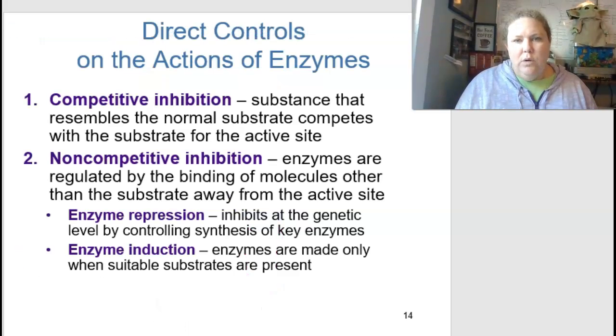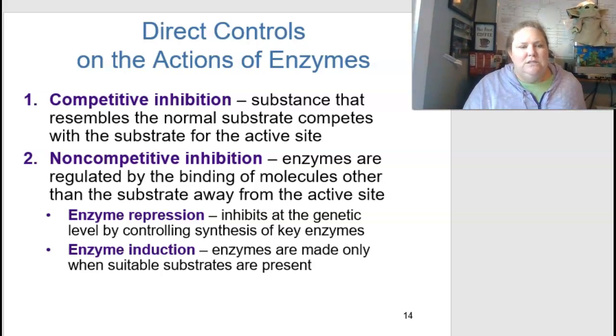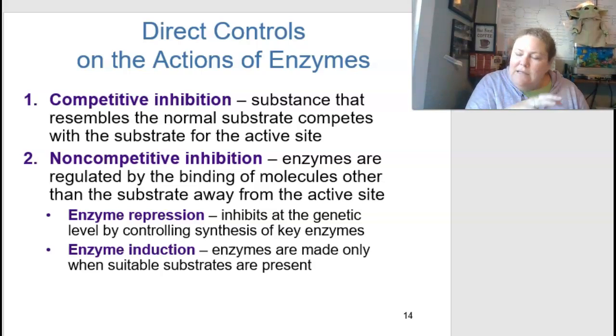So here then, what are the direct controls on the actions of those enzymes? Well, we have competitive or non-competitive inhibition. So inhibit means to stop. If you're competing, well, then you're competing with that active site. Whereas in non-competitive inhibition, you're still competing, but it's just not at the active site. So competitive inhibition is where a substance that resembles a normal substrate competes with the substrate for the active site. I kind of explain this as a door and a key. So the wrong key will fit into that door lock, but it's not going to open the door. Okay, so this is competing at that active site, but it's not going to work, but it's blocking it, right?